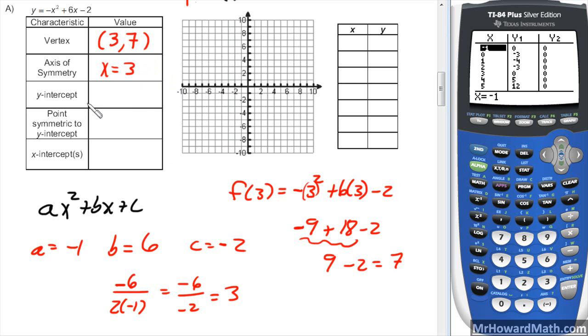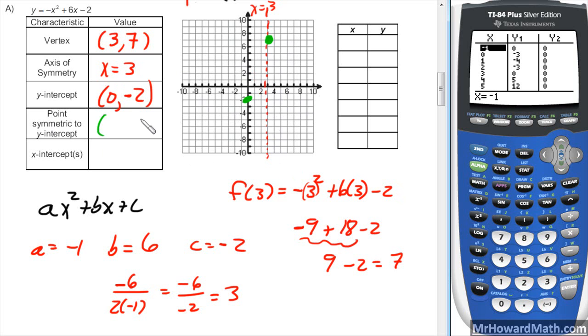Next we'll find the y-intercept. The y-intercept is 0, c. Well, our c value right here is negative 2, so 0, negative 2. So we can start plotting some of this. Our axis of symmetry is x equals 3, so we'll put a dashed vertical line at x equals 3 and label it x equals 3. And 3, 7 is our vertex, right here. Our y-intercept is 0, negative 2 right here.